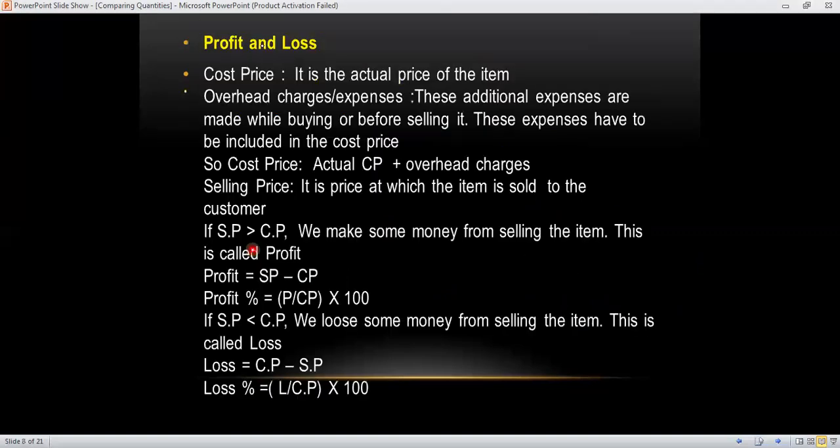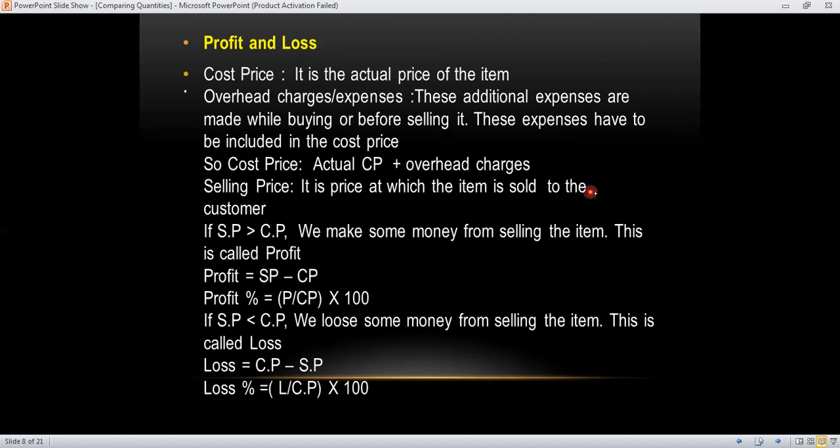So the next topic is profit and loss. Cost price is the actual price of the item. Overhead charges, expenses: these additional expenses are made while buying or before selling it. These expenses have to be added to the cost price. So the actual CP, we can write as cost price CP plus overhead charges.